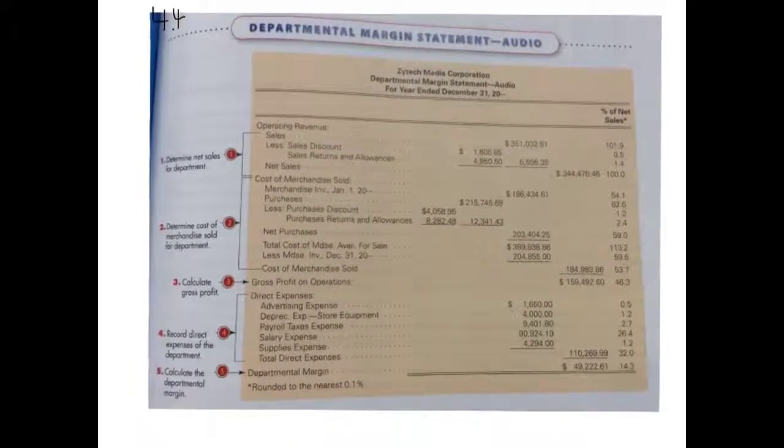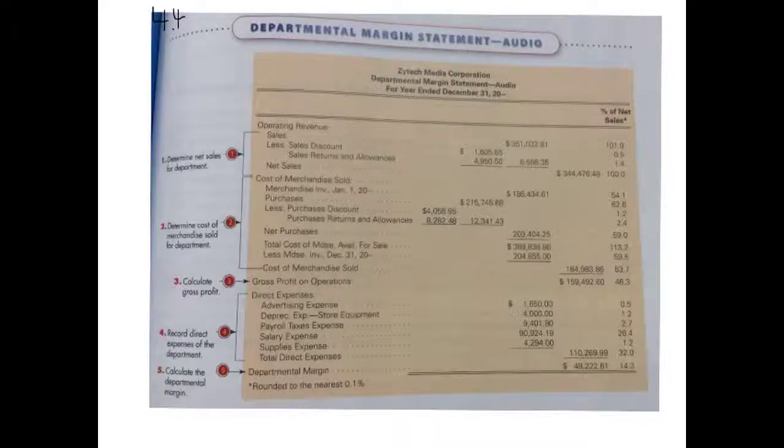Alright, section 4.4. If you look in your book on page 111, you'll have this at the top here, talking about responsibility statements for merchandising business. Responsibility statements are just financial statements that report revenue, costs, and direct expenses under a specific department's control.